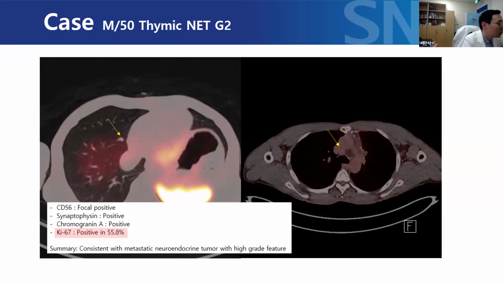Overall, these cases illustrated that tumor dedifferentiation may have an impact on somatostatin receptor expression and PET imaging. In such cases, an additional workup with FDG PET might help for the detection of the tumors. So you should keep in mind how the differentiation of the tumors might be.